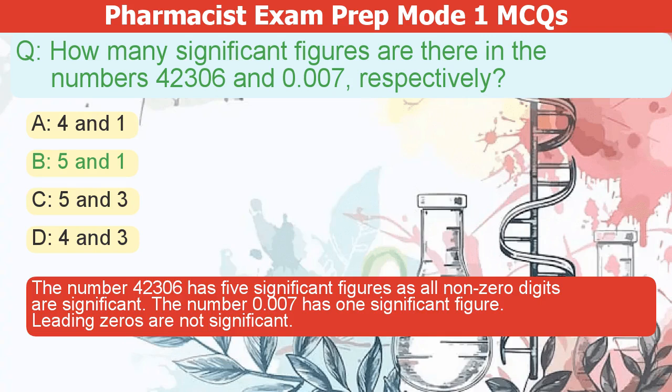The correct answer is B. The number 42,306 has 5 significant figures as all non-zero digits are significant. The number 0.007 has 1 significant figure. Leading zeros are not significant.